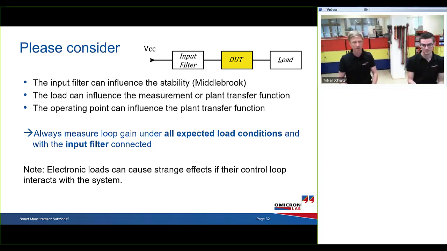And please, please take care if you use electronic loads. These can cause strange effects as well if their control loop interacts with the system. So you just need to take care there. We normally use resistive loads if possible.